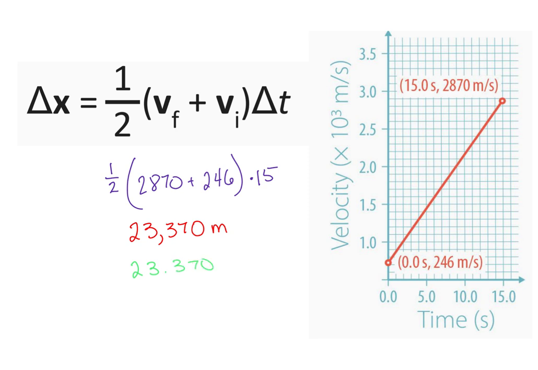23.370. However, how many significant digits did I have? Remember? How many significant digits did I have? This was actually 0.0. So how many significant digits did I have? 3. All right. 1, 2. This would be my third significant digit. I need to round it. So it's going to be 23.4 kilometers is how far it traveled, the displacement. Positive 23.4 kilometers upward, or you could leave it as positive.